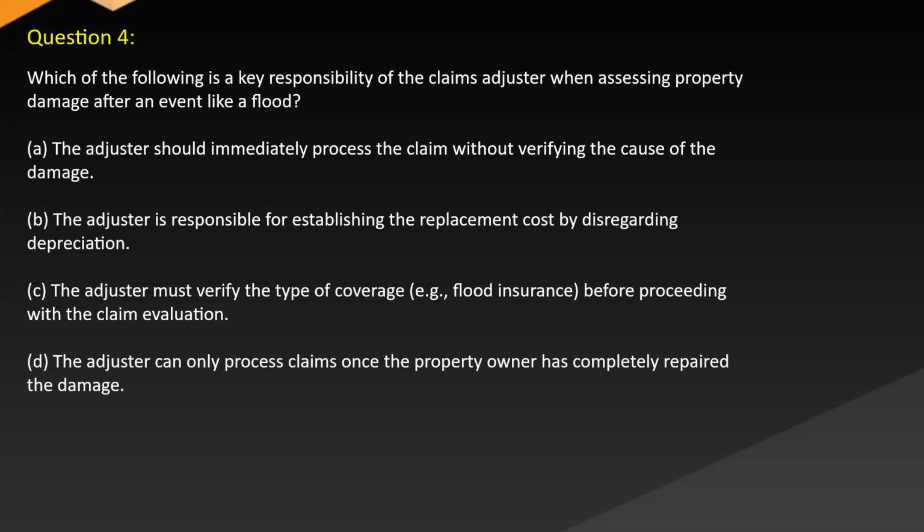Question 4. Which of the following is a key responsibility of the claims adjuster when assessing property damage after an event like a flood? A. The adjuster should immediately process the claim without verifying the cause of the damage. B. The adjuster is responsible for establishing the replacement cost by disregarding depreciation. C. The adjuster must verify the type of coverage, e.g., flood insurance, before proceeding with the claim evaluation. D. The adjuster can only process claims once the property owner has completely repaired the damage.